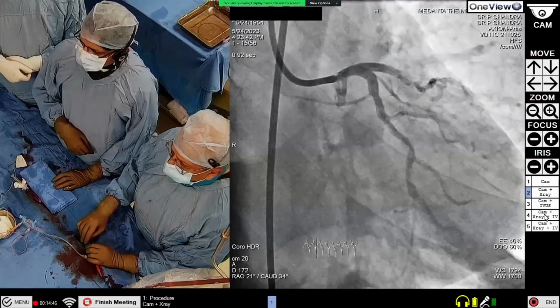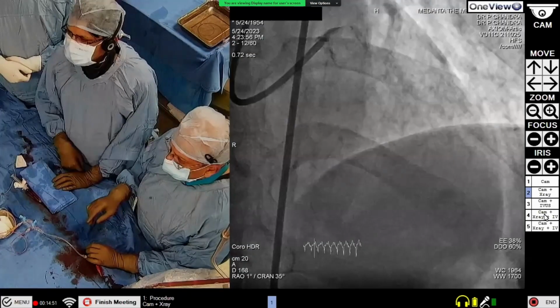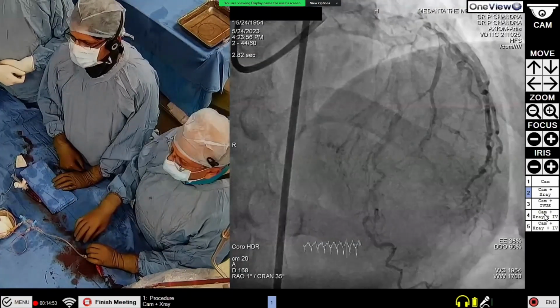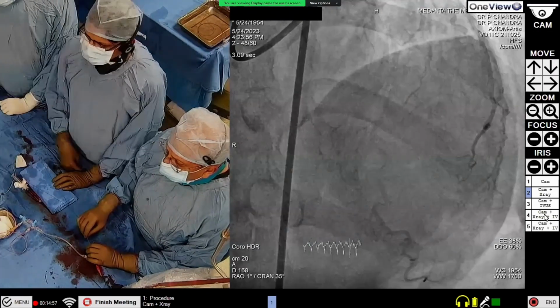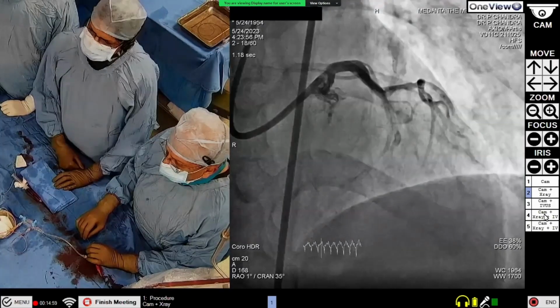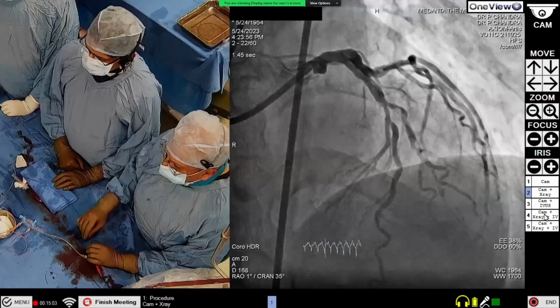Initially the RCA was stented. The circumflex was stented, and the circumflex and DB was done. So the plan for now is to do a bifurcation angioplasty for the LAD, but the diagonal is also a significant size vessel, and the LAD seems to be quite tortuous.